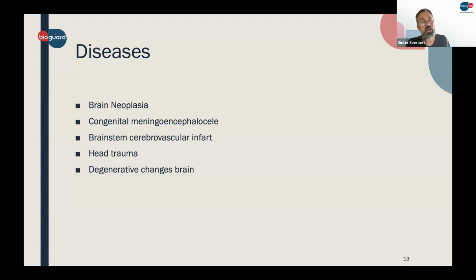Also head trauma. That's one thing you definitely need to rule out, because with rabbits in homes with smaller children, it's not something the child will easily admit, that the rabbit fell out of their arms. So that's also something you need to rule out. Some degenerative changes in the brain can cause meningoencephalitis. So that's something you need to rule out, but as said, also really not that common.